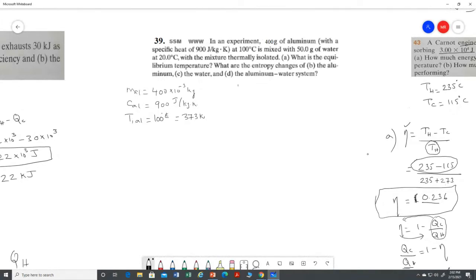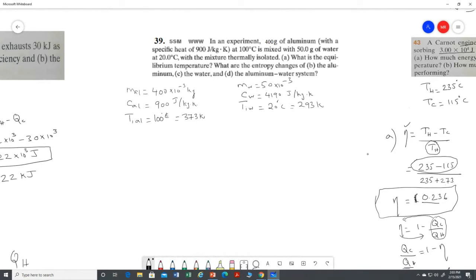Likewise, you mix the same thing with water. What is the mass of the water? Mass of the water is 50 grams, so 50 multiplied by 10 to the power of minus 3 kilogram. And the initial temperature of the water is given, 20 degrees Celsius. If you add 273 here, you will get 293 Kelvin. And also you need the specific heat capacity of the water, which is a constant value, 4190 joules per kilogram Kelvin. It will be given, so don't worry.